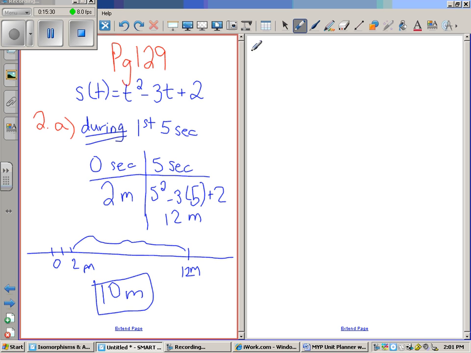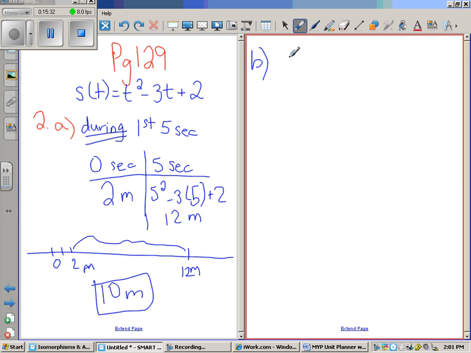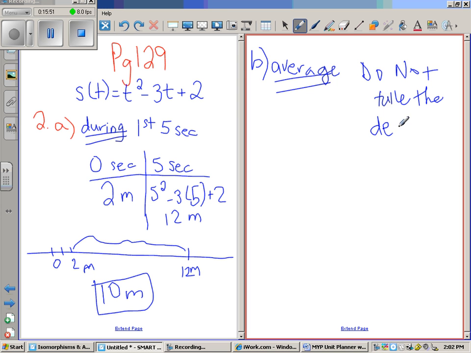Part B says find the average velocity. Now the key word for part B is average. Averages can be found without doing calculus. Do not take the derivative. Okay? That's a do not. Emphatic do not. Because you're finding an average. You can find an average without a derivative.